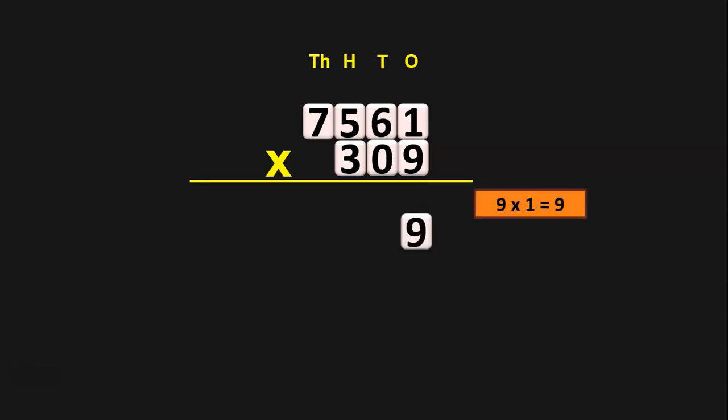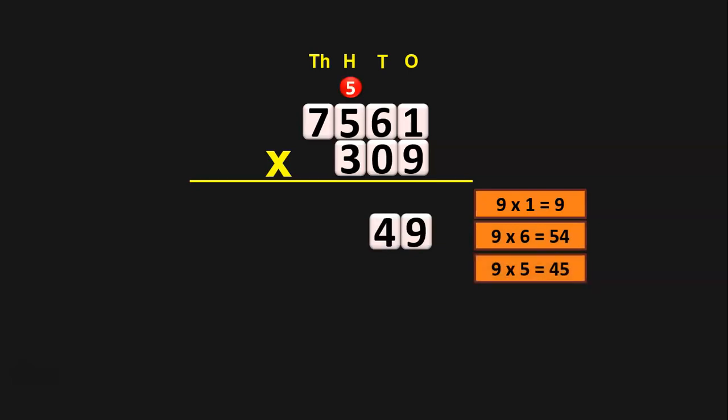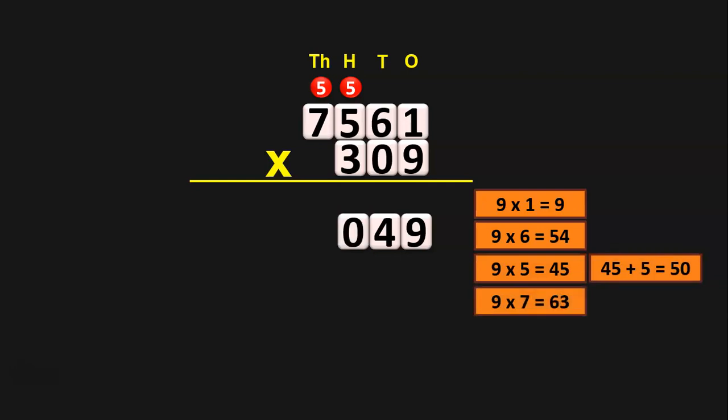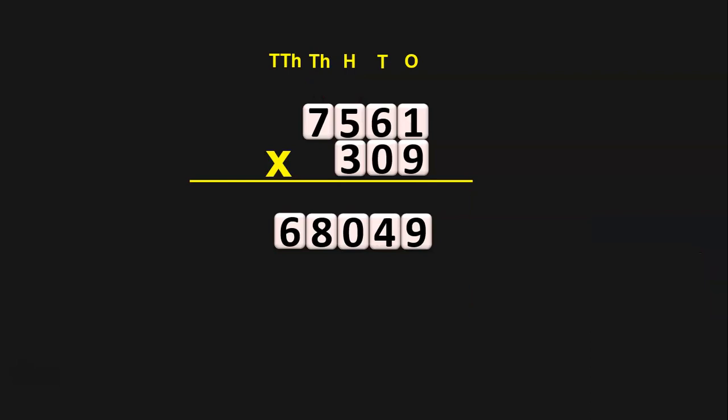9 ones are 9. 9 6s are 54. 4 carry over 5. 9 5s are 45. 45 plus 5 is 50. 0 carry over 5. 9 7s are 63. 63 plus 5 is 68. 8, carry over 6. It is not actually a carry over. You'll have to move the 6 to the 10,000s place here now. And then we can remove all these calculations.